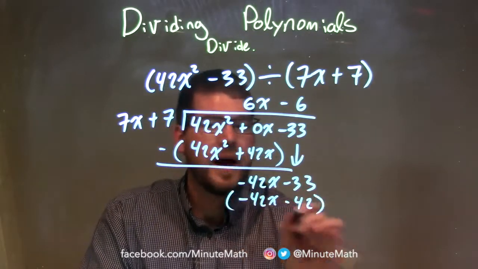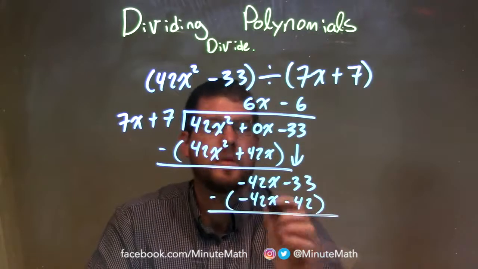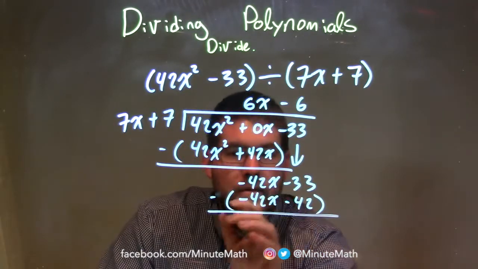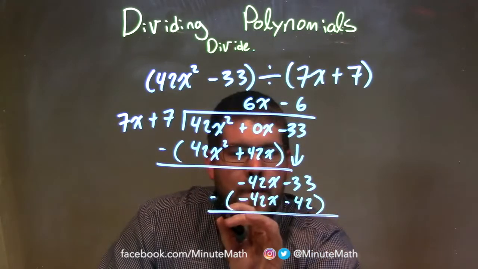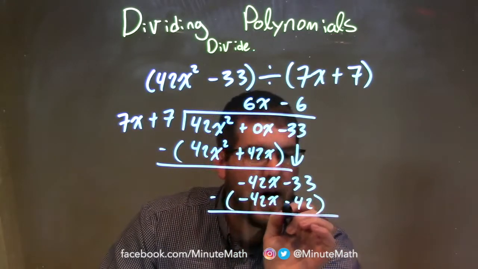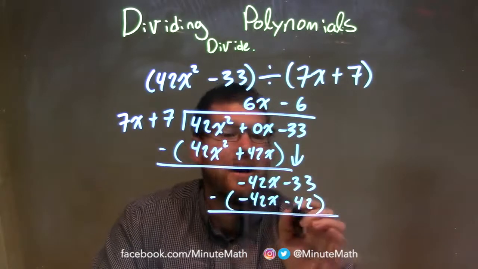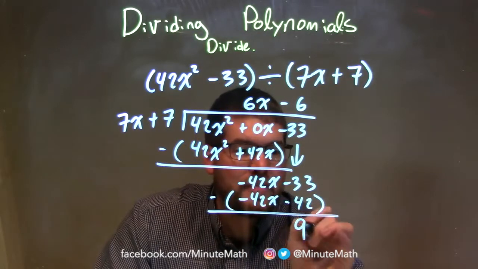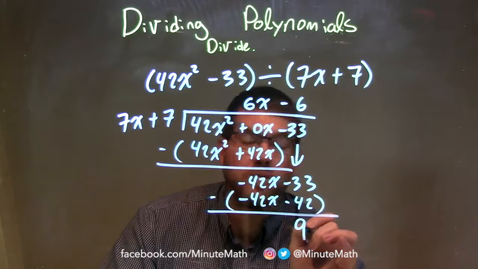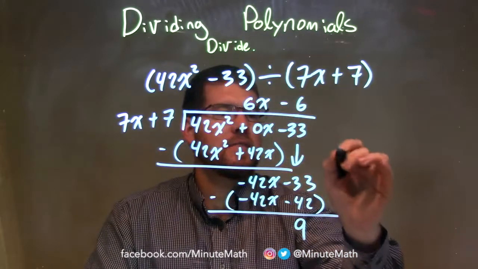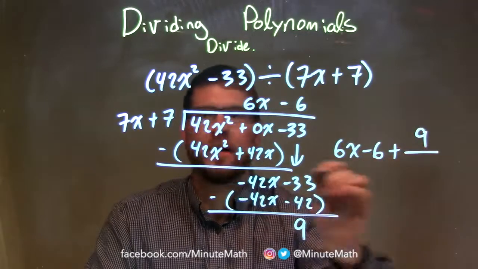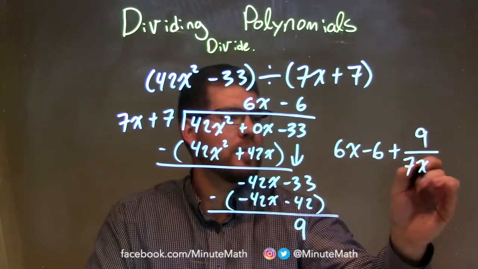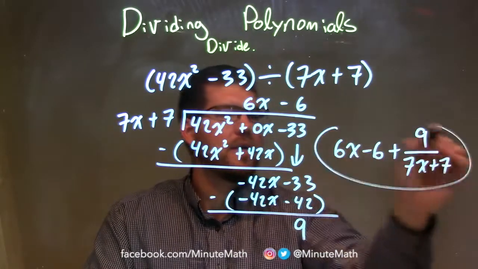But now I need to subtract the two. Subtract them, then it eliminates, right? Negative 42x minus a negative 42x is adding a positive, 0. Negative 33 minus a negative 42 is adding a positive 42, and that comes out to be a positive 9. So our remainder is 9. So we're pretty much done here. We write my 6x minus 6, plus my remainder 9 over my divisor, which is 7x plus 7. And that is our final answer.